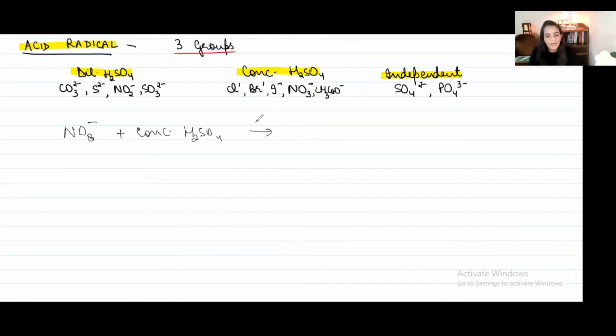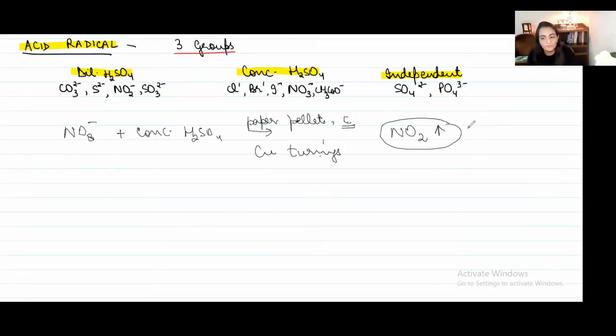So we need to add, children, paper pellets. Paper, which is basically carbon cellulose. So we are basically adding carbon, which is acting like a reducing agent, or we can even add copper turnings. Any of these, when you add, then a brisk evolution of NO2 is observed. So NO2, a reddish brown colored gas, is observed in the presence of nitrate ion.